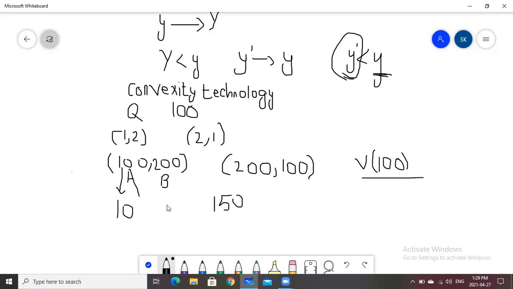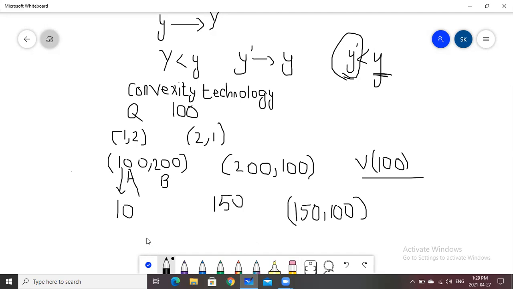Hence, we should have 150, 100 as the input requirement set. Therefore, our requirement set will change. It will not be as given in the above input requirements. Rather, it will become 150, comma 100, and that is now the new input requirement.